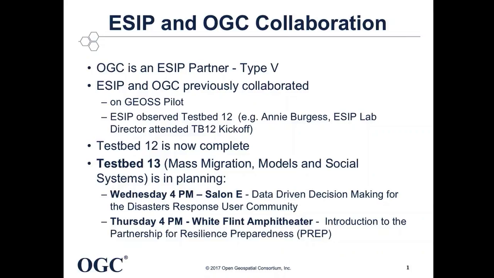We have previously collaborated in the GEOSS pilot and the ESIP observed test bed. They went to our meeting to see how our process works. The way that we do innovation, which is one of the main themes between ESIP and OGC, is by doing test beds, prototypes, agile solutions. And we're going to present what we did in test bed 12, which just finished, in two sessions, one today at 4 p.m. and tomorrow at 4 p.m., and then test bed 13, which is going to be based on mass migration models and social systems, and how we can better have open interfaces, open data, open solutions to better support utility companies, government, and others.